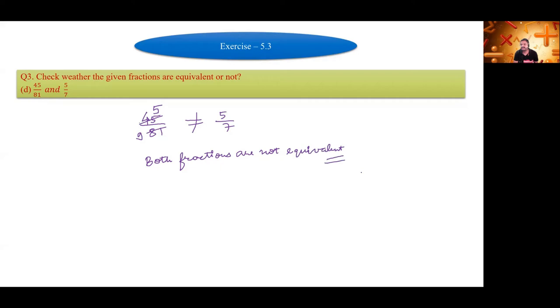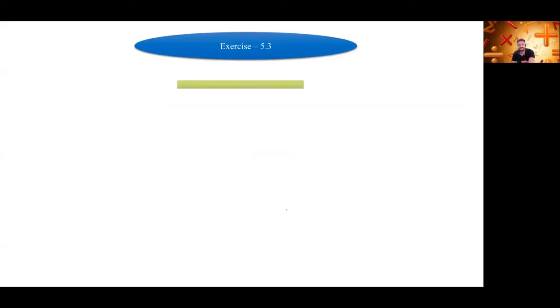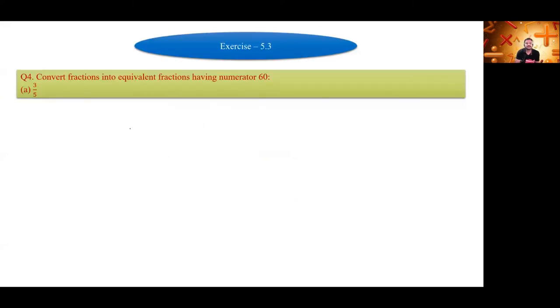Okay. Next one. Mute yourself. Arush Bangad. Yes, sir. Convert the fractions into equivalent fraction having numerator 60. Okay. So, sir, first, Bolo.